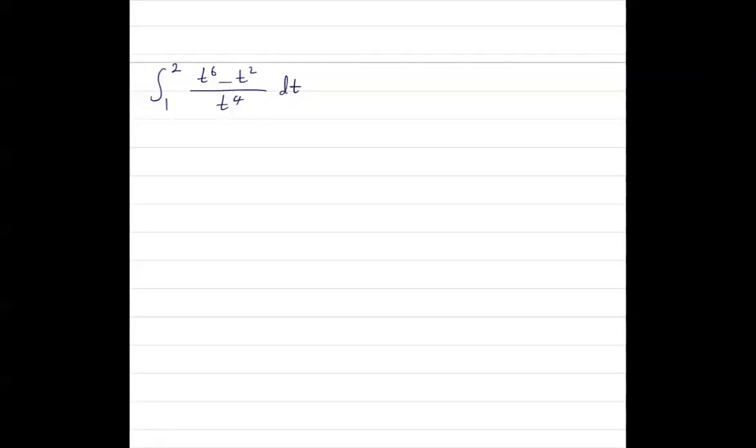In this question, we have the definite integral of t to the 6 minus t squared divided by t to the 4. Let us go back to algebra and simplify this first. In algebra, we know that if you have a minus b divided by c, we can write this as a over c minus b over c.